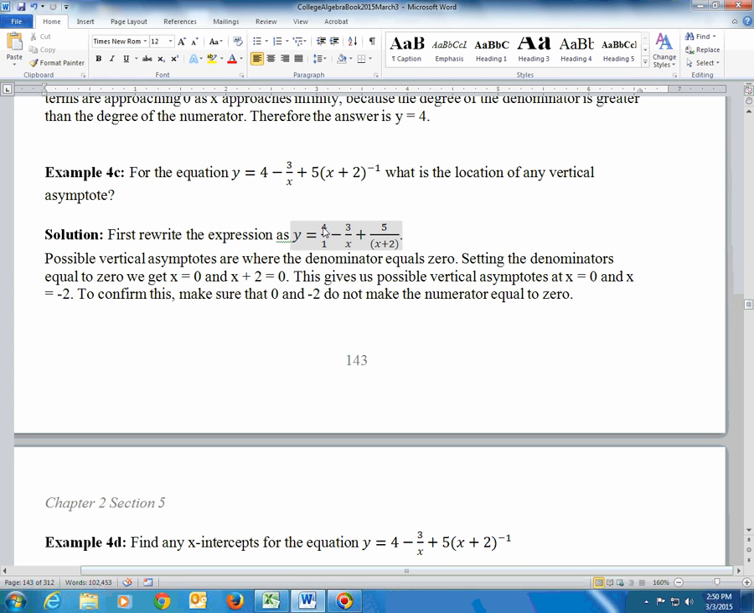Just make sure that they don't make the numerator equal 0 if you substitute those values in for x. Well, there's not even an x up there to substitute in, so those are your two answers. The vertical asymptotes are at 0 and -2.